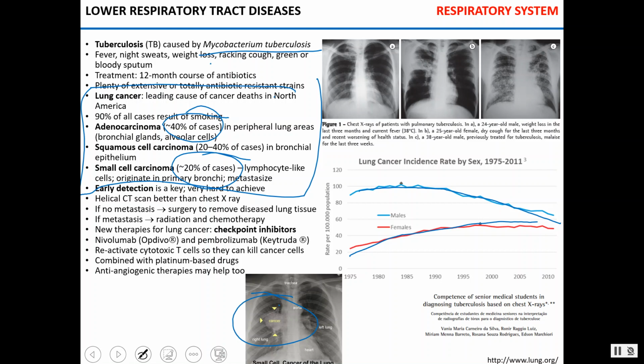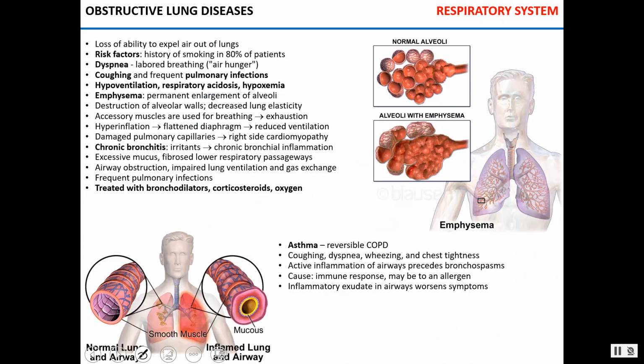CT scan or X-ray. CT scan is better. Without metastasis, cancer can be surgically removed. If it metastasizes, radiation and chemotherapy increase survival. Now we have a few new therapies that actually won the Nobel Prize one year ago, I think. They reactivate your T cells, your immune cells, so they can kill cancer cells. Therapies can help. We're not talking about a cure. We're talking about an increased survival.